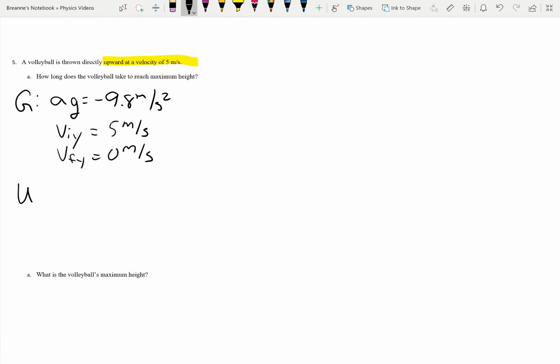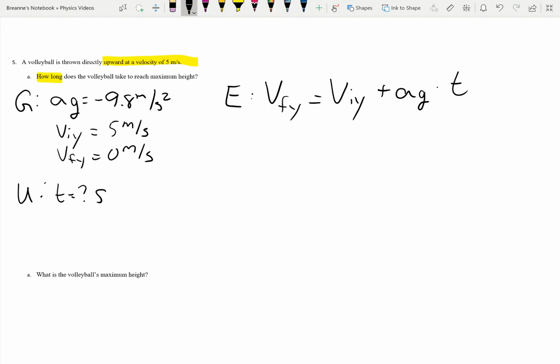Our unknown, what we're looking for, is how long. So that would be our time, in seconds. The only equation that has all of those would be VFY equals VIY plus AG times T. VFY is 0, VIY is 5, AG is negative 9.8 times T.